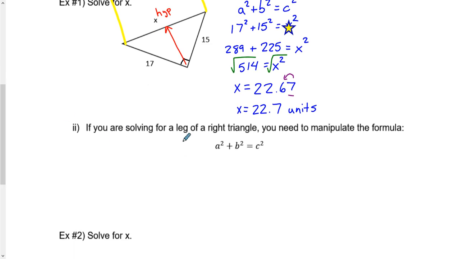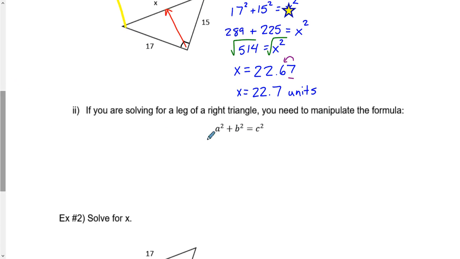Now, if we're solving for the leg of a right triangle, we need to manipulate the formula, which means if we want to solve for b squared, we need to subtract the a squared. Of course, if we are solving for a squared, we just subtract the b squared. So the equation would just turn into this: b squared would equal whatever our c squared is, subtracting the a squared.